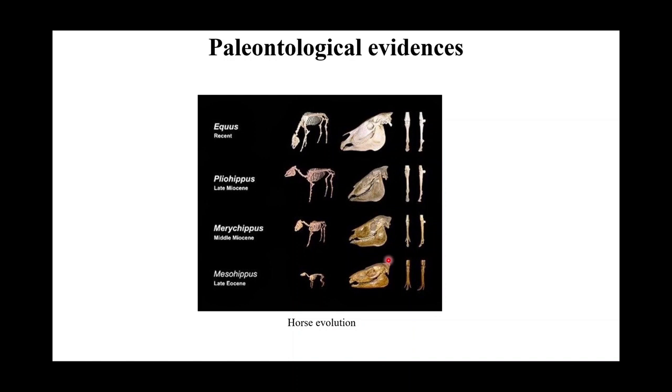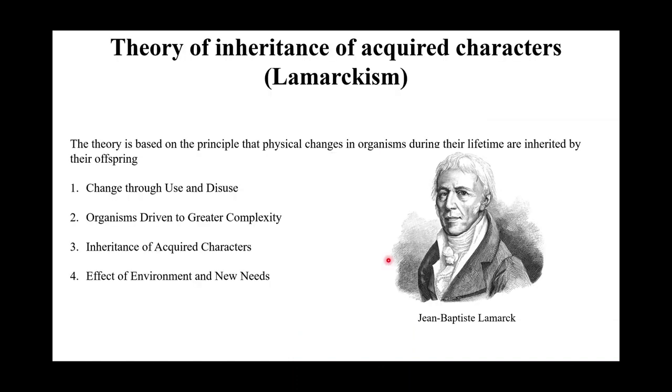So, all these are evolving, yes, but how are they evolving? That is also something you should know, how we see all this evolution taking place, but how does this evolution actually happen? So, you must have read about the theory of inheritance, which was given by Lamarckism, who said that evolution is because of change through use and disuse, and organisms driven to greater complexity, and you acquire some characteristics and you inherit them as they are, and this is because of the environment that you are surviving in.